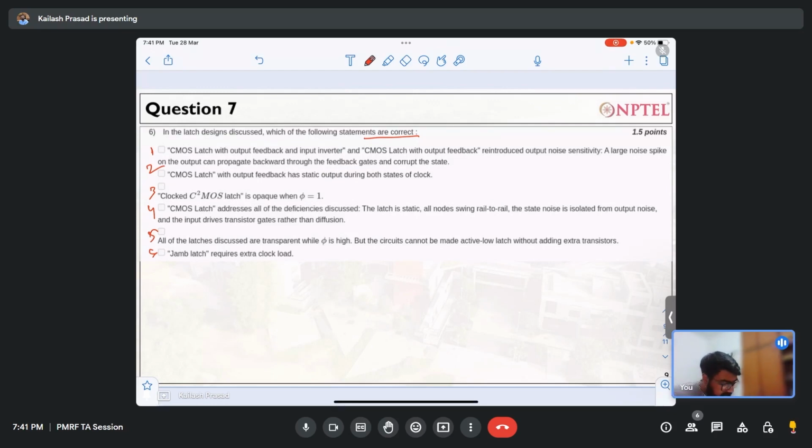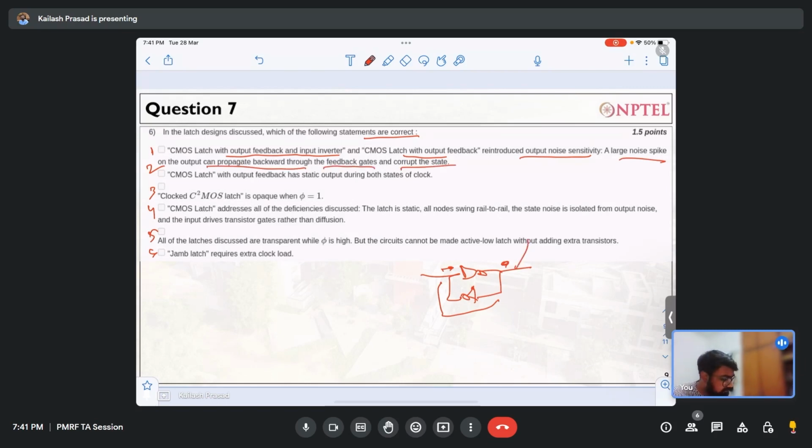The first statement is: CMOS latch with output feedback reintroduces output noise sensitivity. If you have a positive feedback like this, and there is some output you are taking, and there is any noise over here, it will actually be amplified in the input. So a large noise spike at the output can propagate backward through the feedback and corrupt the state.